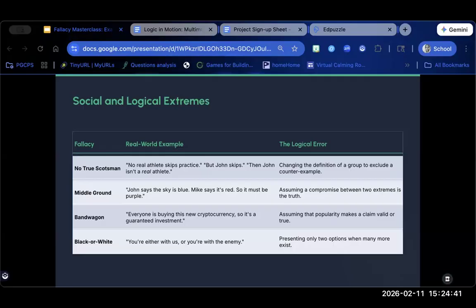John says the sky is blue. Mike says the sky is red. Therefore, it must be purple, whereas the answer is what's in the middle.